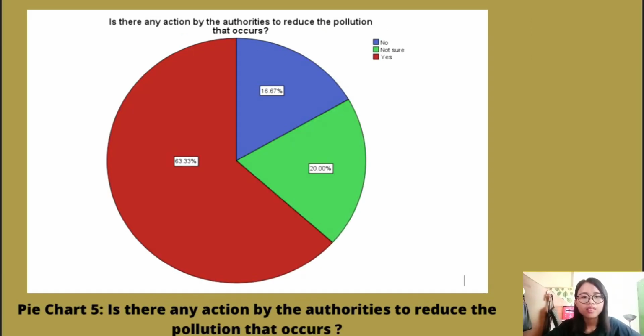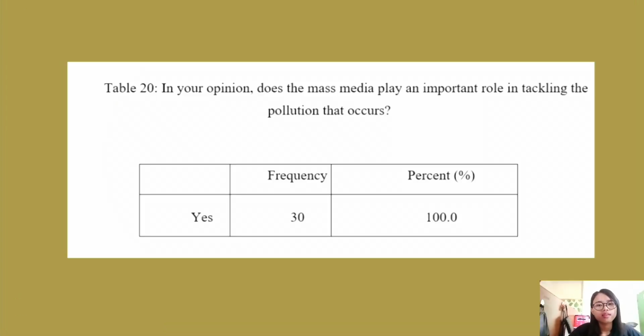Pie chart 5: is there any action by the authorities to reduce the pollution that occurs? 19 respondents, 63%, stated yes, while 6 respondents, 20%, are not sure. 5 respondents stated there is no action by the authorities to reduce the pollution that occurs. Table 20: in your opinion, does the mass media play an important role in tackling the pollution that occurs? The majority of 30 respondents agree that mass media plays an important role in tackling the pollution.